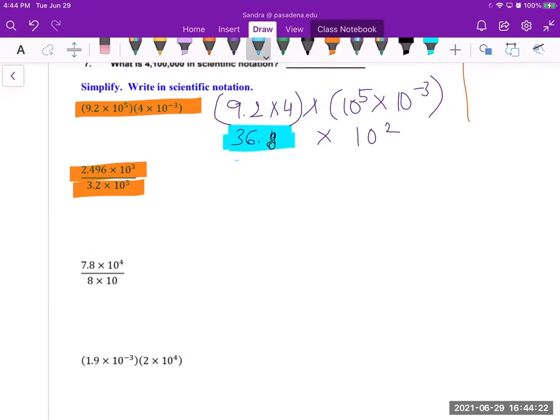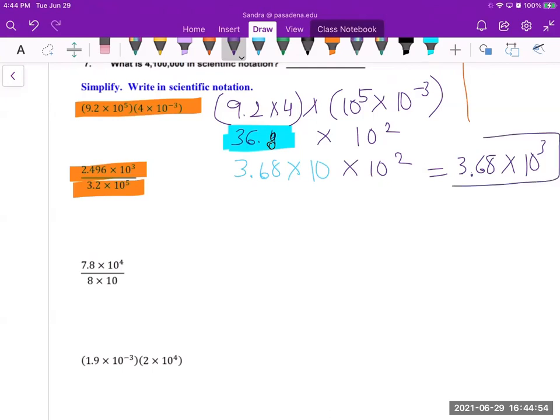So I'm going to change its form. This is 3.68 times 10 to the power of 1. Let me go ahead and check. Yes. And then I'm going to multiply by 10 squared. And so when I rewrite, this is 3.68 times 10 to the third power. And in this case, this will be the answer. Now, this is a number in scientific notation. That's how you're going to do the multiplication.